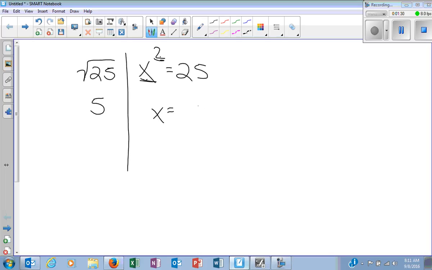Yes, 5 does work. But so does negative 5. And when you tell me x equals 5, you've left off a number, and that's wrong. Because in math, I need you to show me all the answers. So if you would have left x equals 5, that would be incorrect. Now, some of you are looking at this going, wait, this doesn't make sense. How did this equal 5 over here, and how does it equal plus or minus 5 over here?